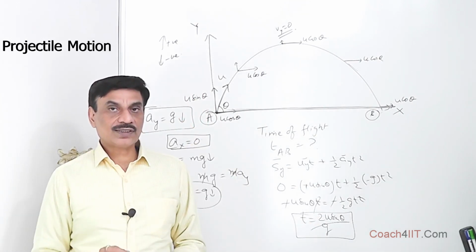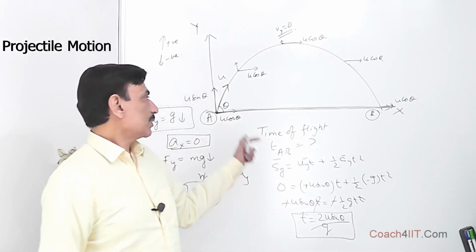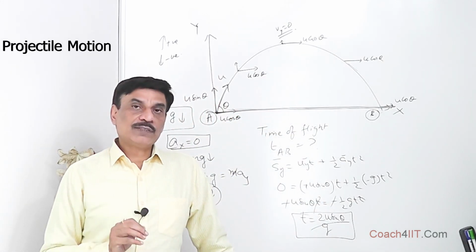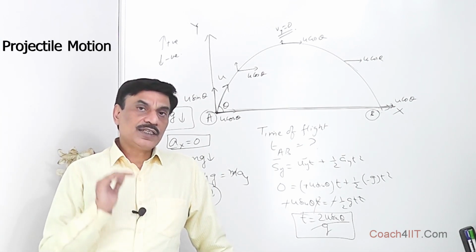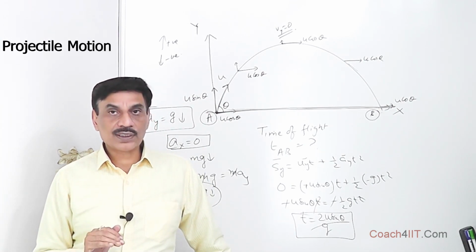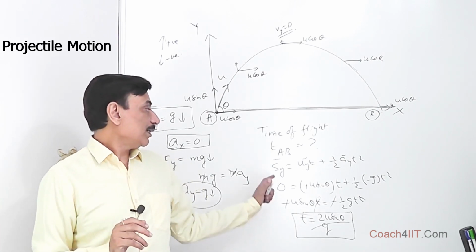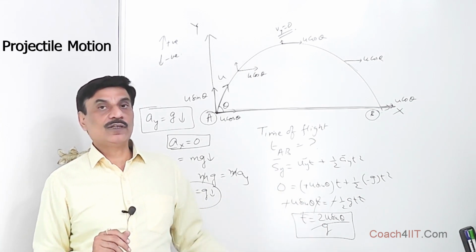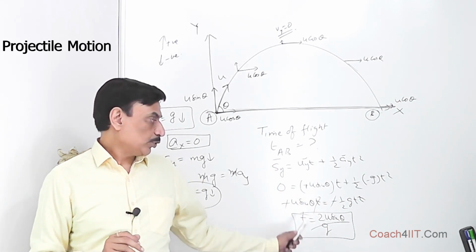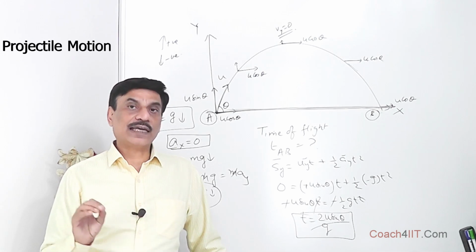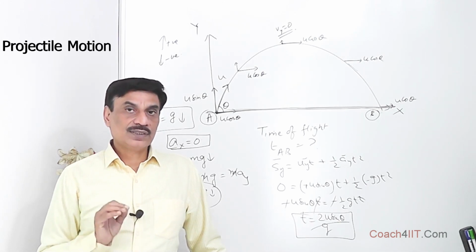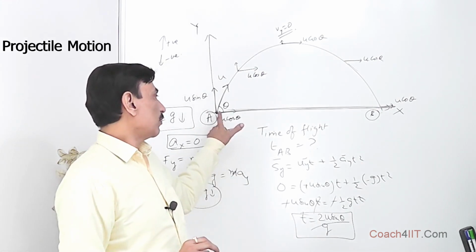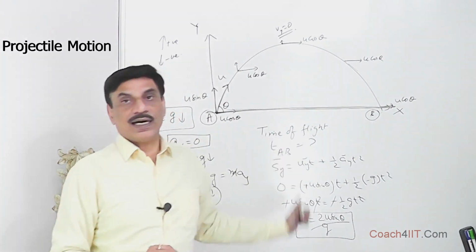Please note that this time of flight is valid only when the initial point and the final point are at the same level. If the body has been projected from a tower, where the initial level and the final level are not the same, that is Sy is not equal to 0, then Sy will have some value and accordingly the time of flight will change, and you cannot use this formula directly. The time t equal to 2u sin theta by g is applicable only when the point of projection and point of receiving are at the same level.